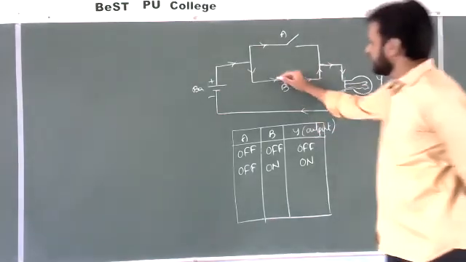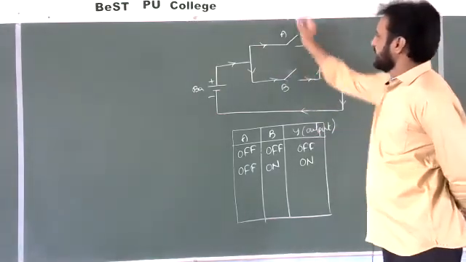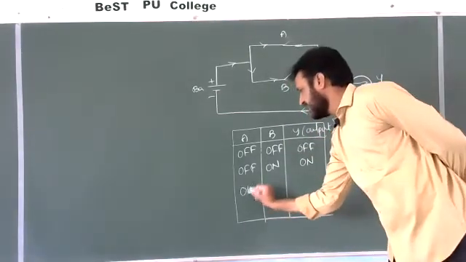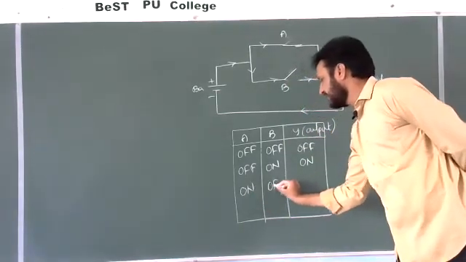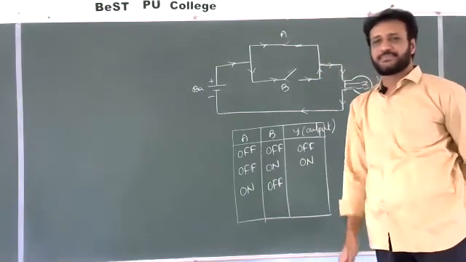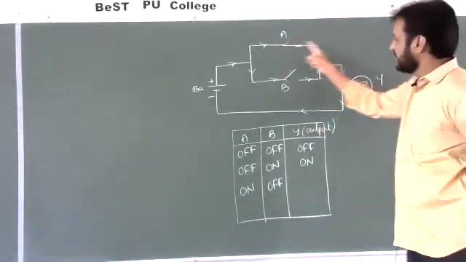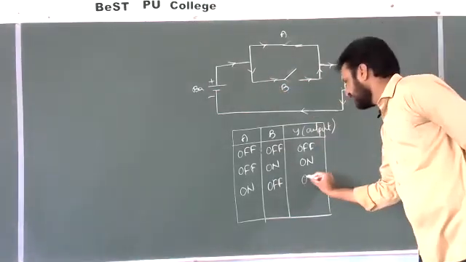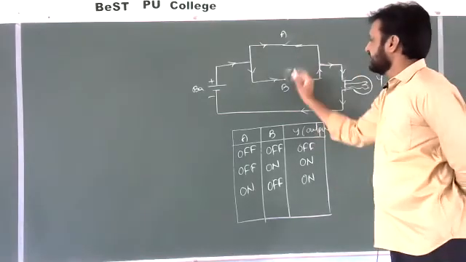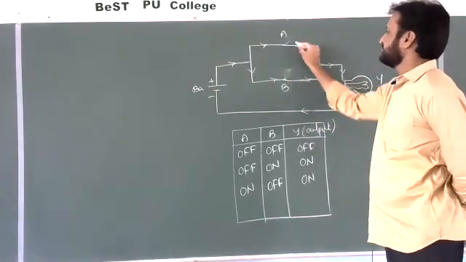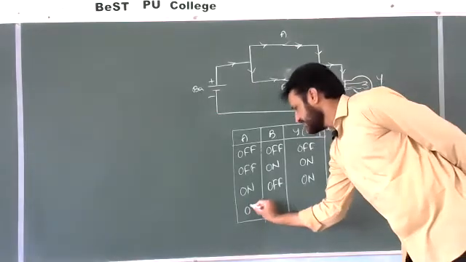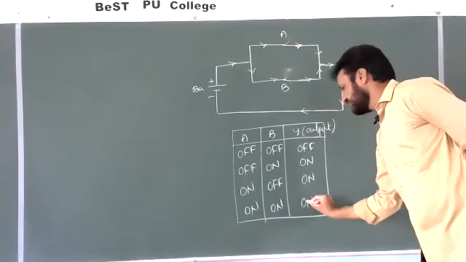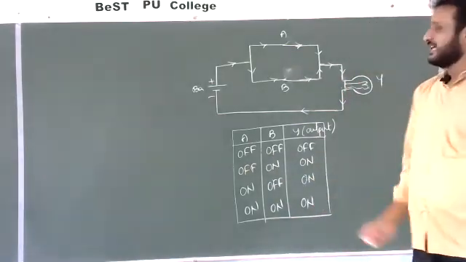Next case: B is opened whereas A is closed. Check here. So A is in on condition but B is in off condition. Again, what is the condition of the bulb? On, because current will flow along this path, but no current flows along the other path. So the bulb is also in on condition. Next case, both the switches are closed. Now check here. Switch A is on and B is also on, then the bulb is also in on condition only. So this type of table is called a truth table.